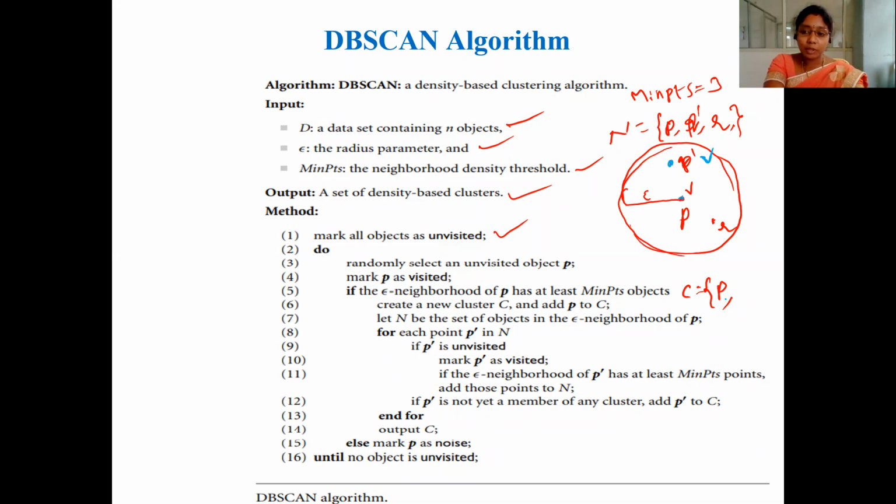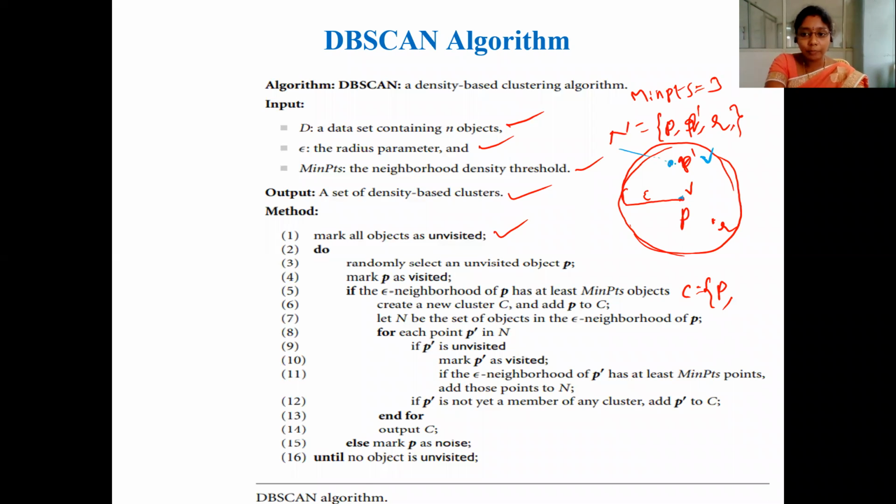And now, within the epsilon neighborhood of P, we are going to consider some other point P dash. If it is unvisited, then you can select that point and mark it as visited. Why are we marking it as visited? Once it is marked as visited, there is no need to consider it again. So here, this red circle is the epsilon neighborhood of P. Now we need to consider the epsilon neighborhood of P dash.